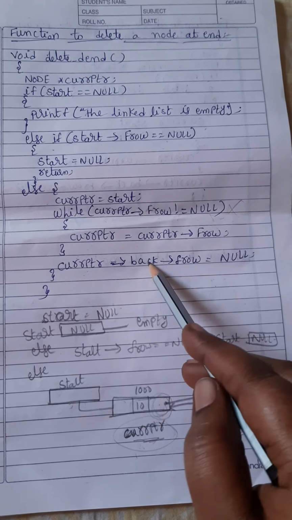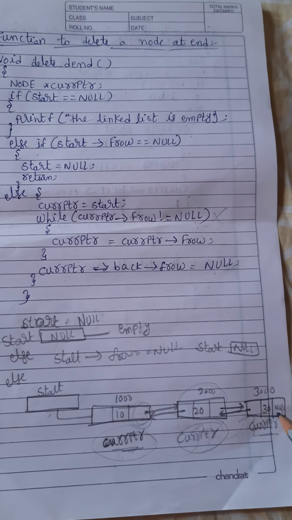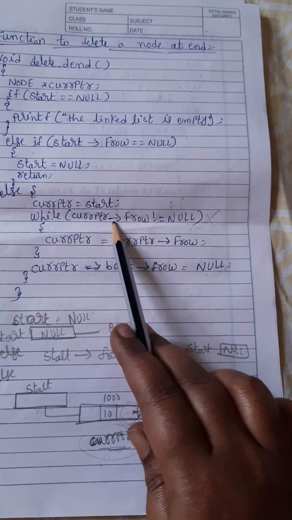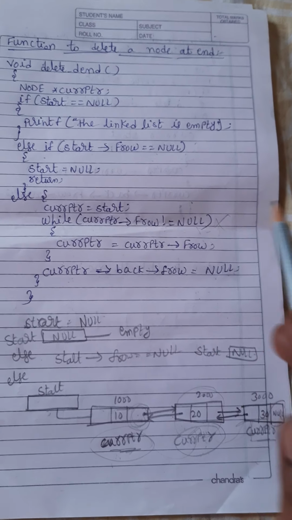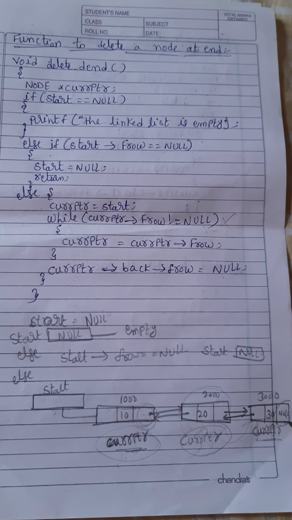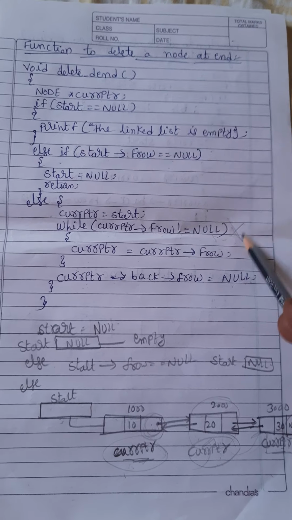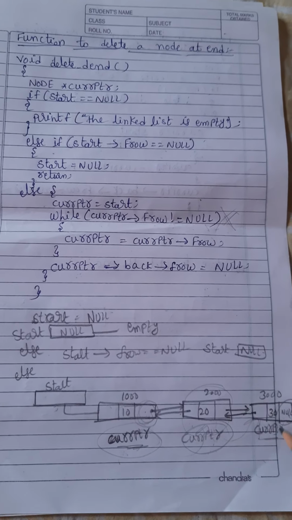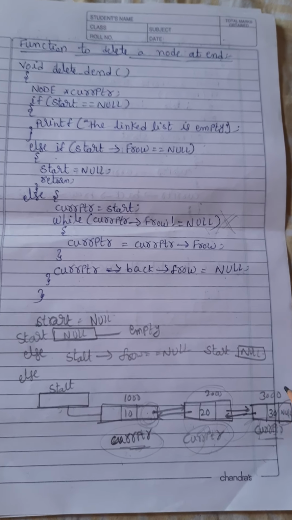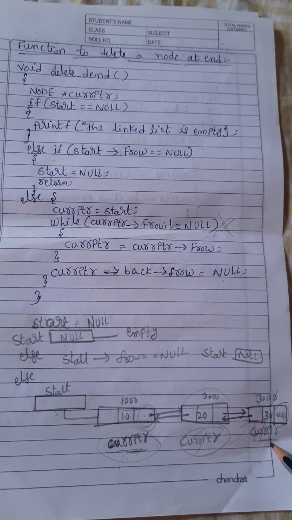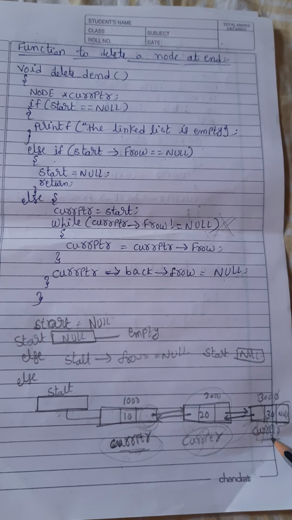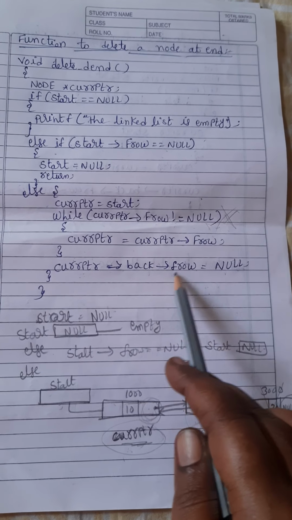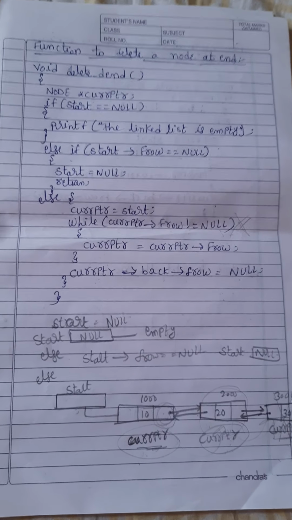That means now here the last one, here the while, here we check the condition, current pointer to fro is not equal to null or equal to null. Here this is equal to null, this condition becomes false. If it is equal to null, means we can consider this as the end element, so that this node will get deleted. After deleting this node, now current pointer to back to fro equal to null.